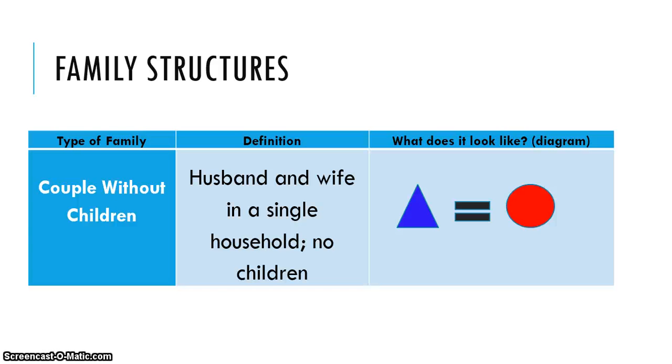First type of family structure is couple without children. This is a husband and wife who reside in a single household. The diagram looks like a triangle with an equal sign and a circle. Here the red circle represents the female or the wife, while the blue triangle represents the husband. You should define on your chart as you follow along the definition of a couple without children as well as diagram what that would look like.